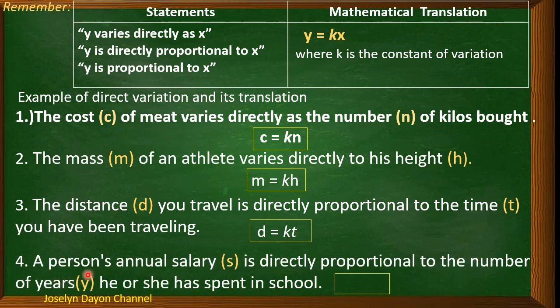Last example for translation. A person's annual salary S is directly proportional to the number of years Y he or she has spent in school. And this is translated as S is equal to KY.